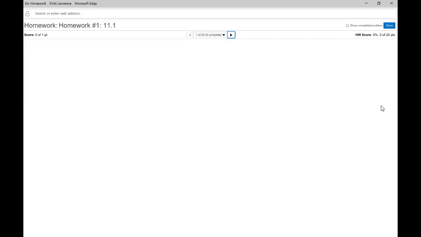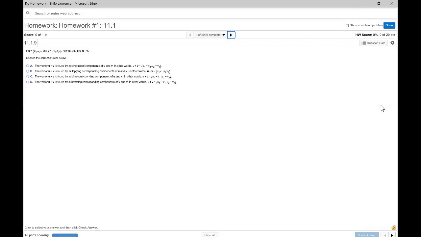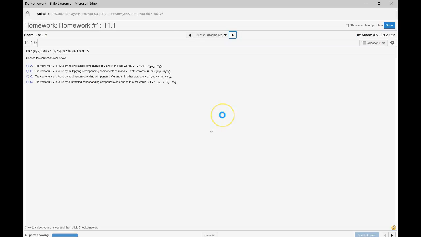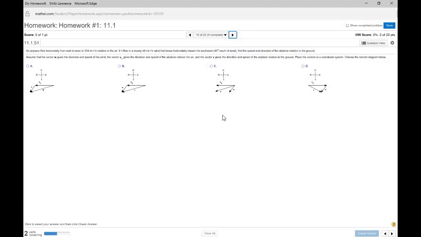So my numbers might just be different than yours, but it's going to ask me to do the exact same thing. It says an airplane flies horizontally from east to west at 314 miles per hour relative to the air. If it flies in a steady 48 mile per hour wind that blows horizontally towards the southwest, which is 45 degrees south of west, find the speed and direction of the airplane relative to the ground.